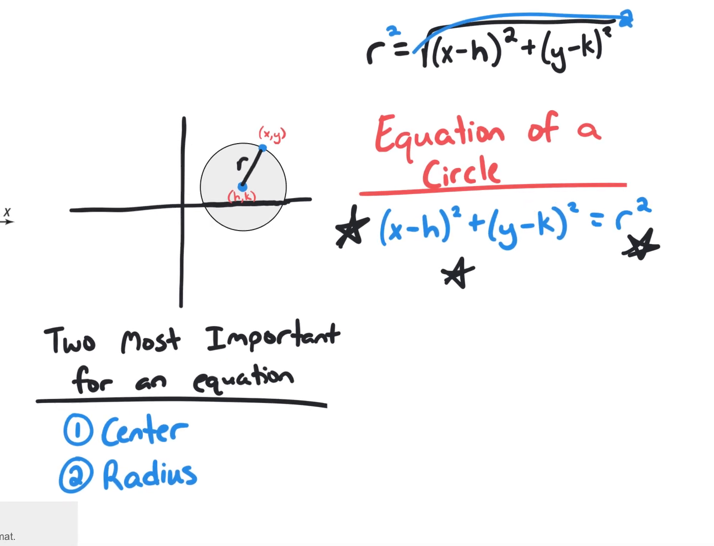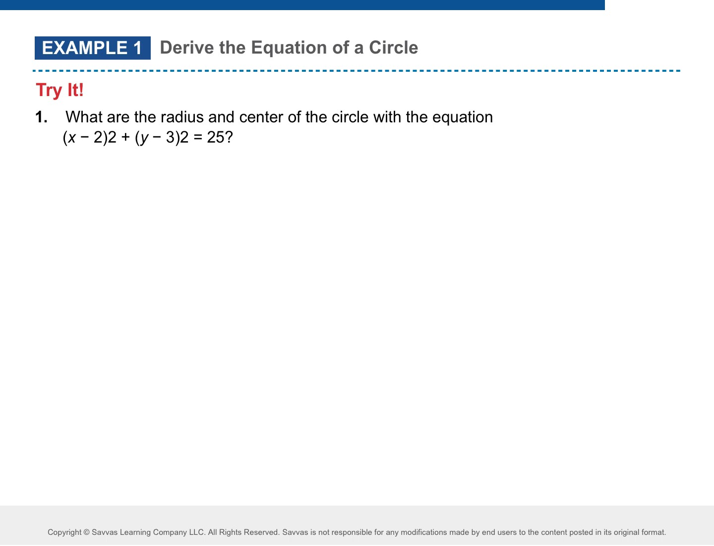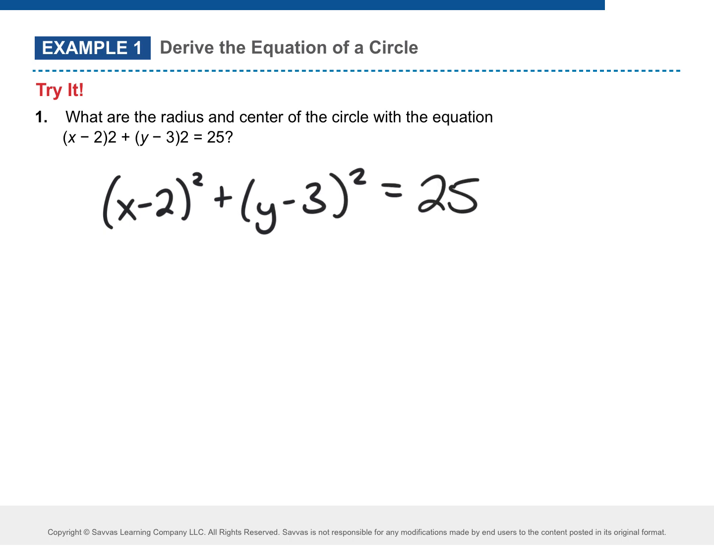Remember when I talked about the 2 most important things? Center and the radius. I'm going to put center in green. Here's my center coordinate, and here is my radius. If you have those 2 things, you can write an equation of a circle. On your example 1, you already have x minus 2 squared plus y minus 3 squared equals 25. Right below that, I want you to write the equation of a circle: x minus h squared plus y minus k squared equals r squared.